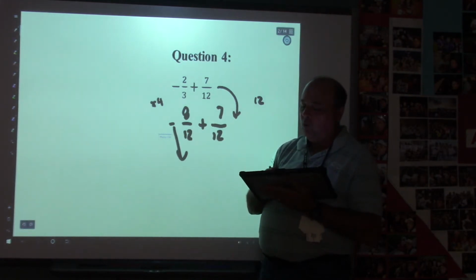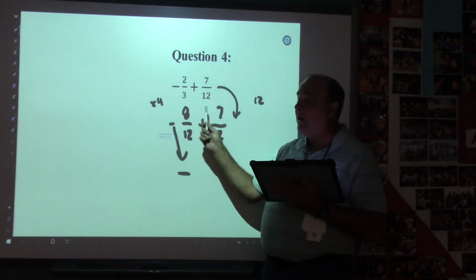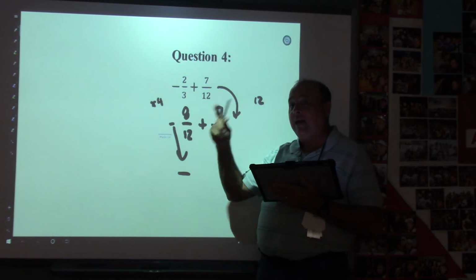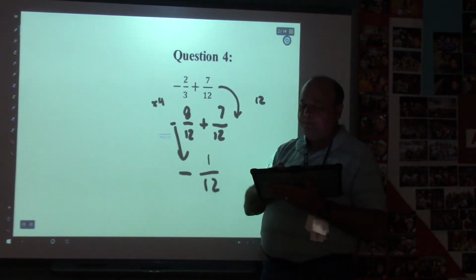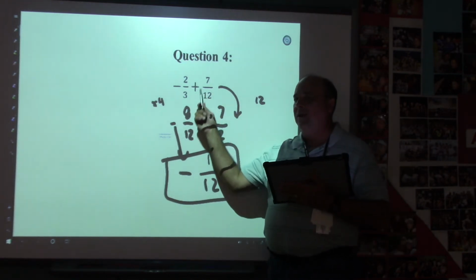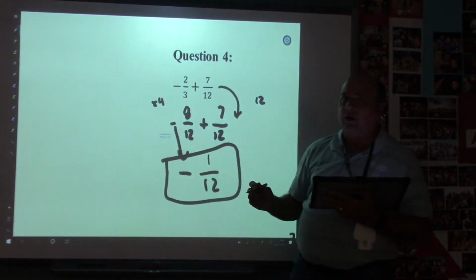So that negative will drop. Will you add or subtract them? You won't add like different signs, will you? So you'll take the 7 positives away from the 8 negatives and you'll get 1, won't you? And the denominator won't change. So you'll get negative 1/12. Remember, you will have a calculator to do this. So that's going to be pretty simple with the calculator to work that out.